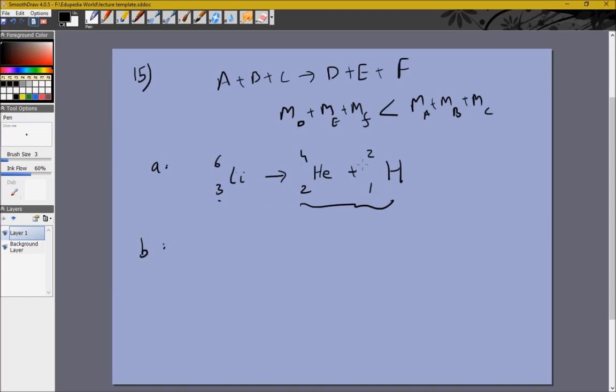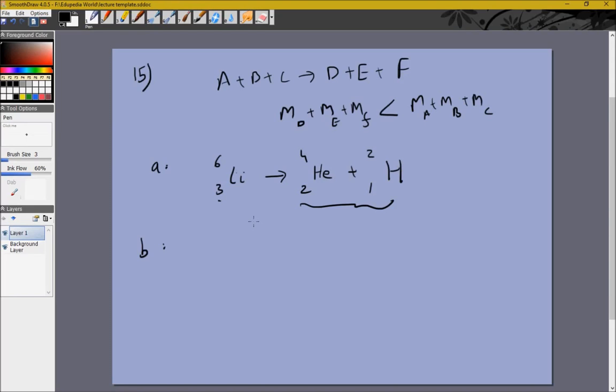I'll write the equations for all of them. You can calculate the masses yourself. Right, 2H1 has a mass of 2.014102 and 4He2 has a mass of 4.002603. If you add them, it will be greater than the given mass of 6,3 Li.